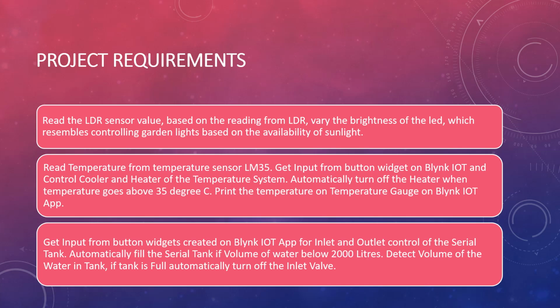The project integrates the LDR sensor for light control, temperature sensor for climate management, and water level sensor for tank management. All controlled by the Blink IoT app. This setup allows for dynamic and automated adjustment of home environment conditions, enhancing efficiency and convenience. So these are the project requirements, which will be implemented by using these requirements.